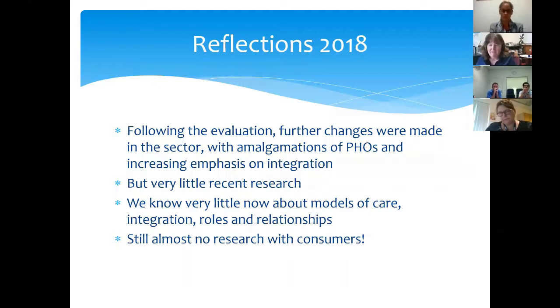But there's actually been very little recent research, and we know very little at the moment about the models of care that are actually out there, about integration, about roles and relationships. And still, there's almost no research with consumers. So we really do not know how all of these changes over a 17-year period are actually affecting consumers and the services that they use.